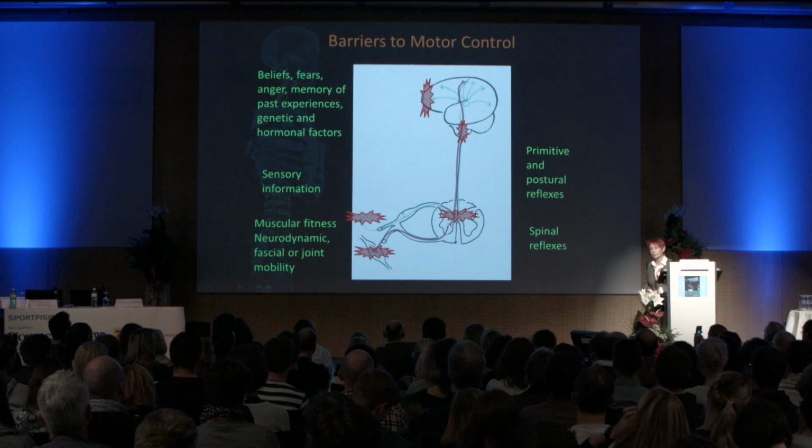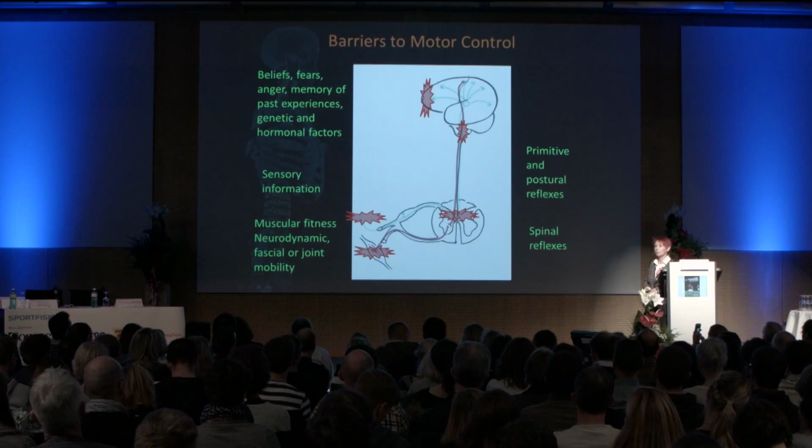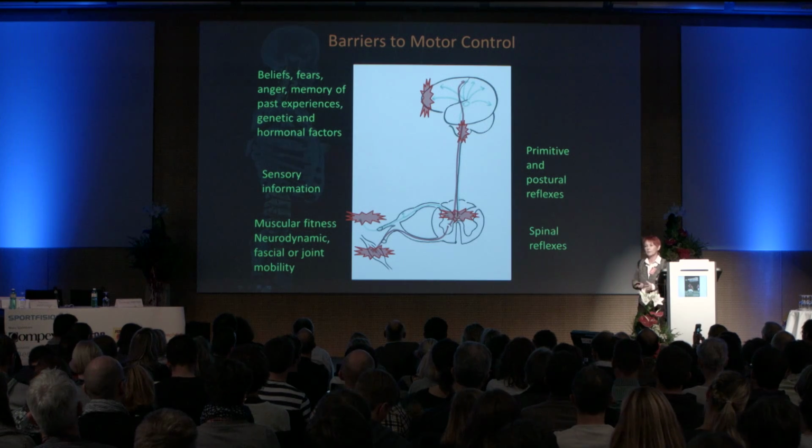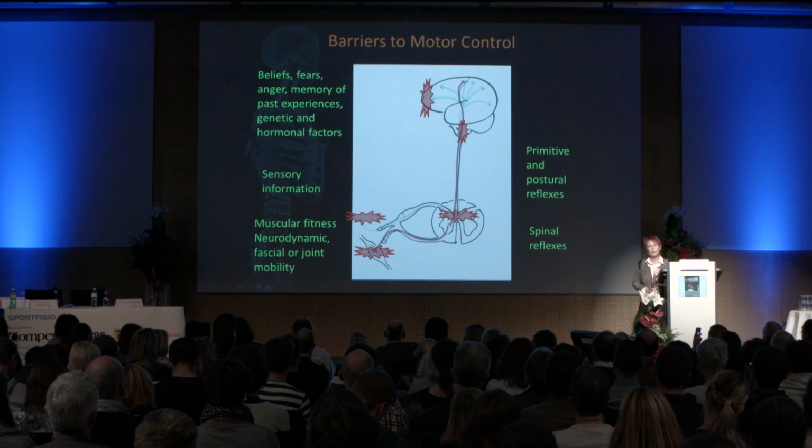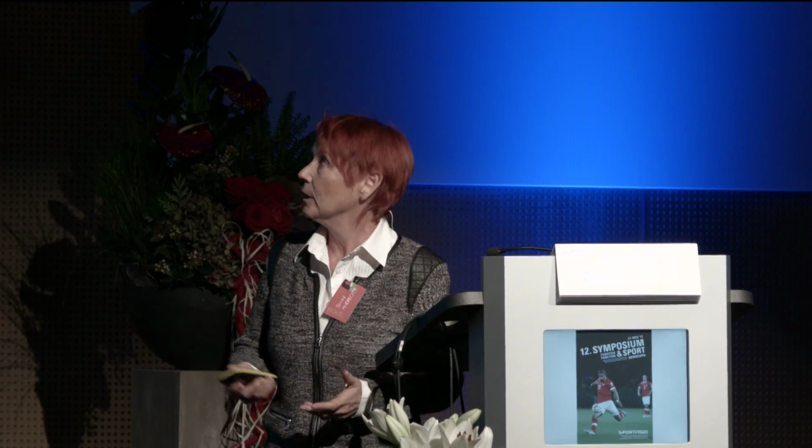But there's another thing we need to think about. The body is chemical. We're fundamentally based on chemistry. And so we have to remember that fears, beliefs, anger, the past experiences they've had, but also the genetic and the hormonal factors are all going to change the chemistry of the body. That can maintain pain, that can also maintain tone changes, so muscle tone changes.